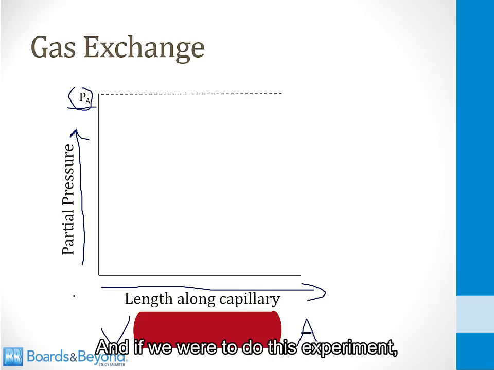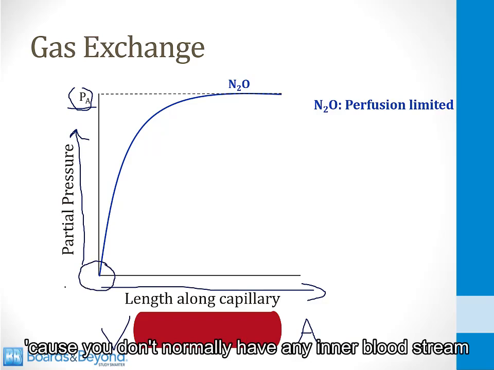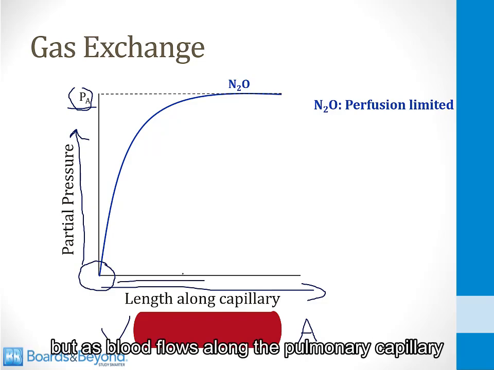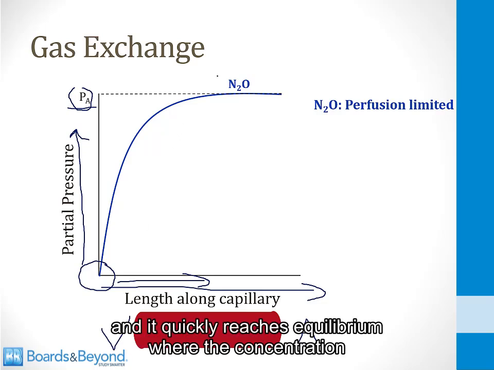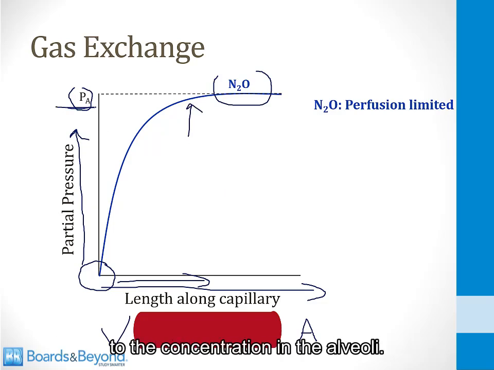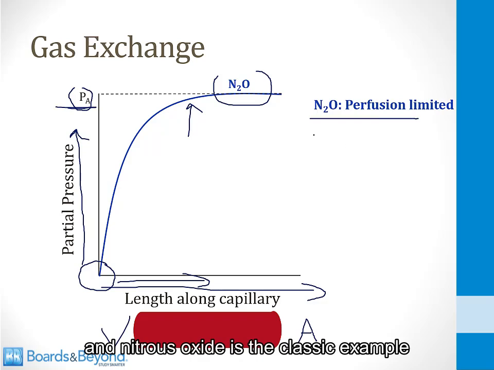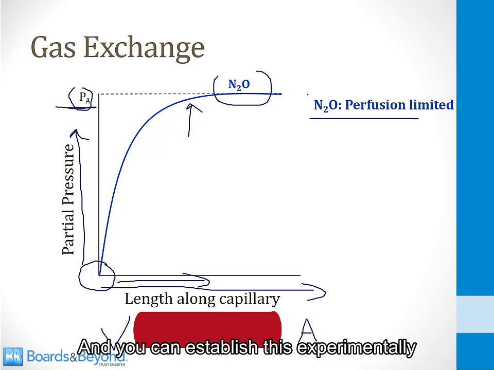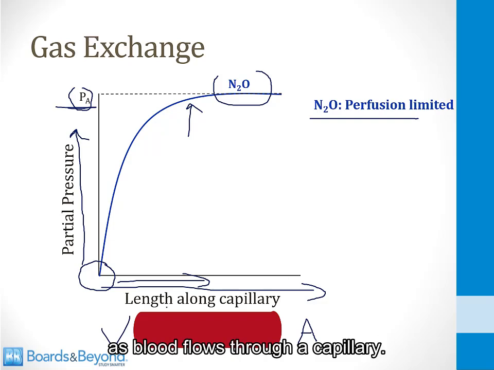And if we were to do this experiment, we would find a curve that looks like this. So initially, venous blood enters the pulmonary capillaries with no nitrous oxide because we don't normally have any in our bloodstream. But as blood flows along the pulmonary capillary, it picks up nitrous oxide from the alveoli and it quickly reaches equilibrium where the concentration in the blood, which is the blue line here, is equal to the concentration in the alveoli. And when a gas behaves like this, we say it is perfusion limited. And nitrous oxide is the classic example of a perfusion limited gas. And you can establish this experimentally by looking at how quickly the concentration rises as blood flows through a capillary.